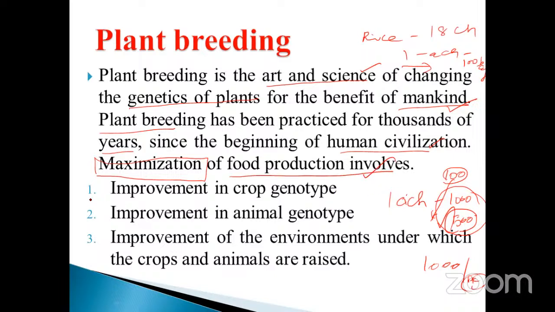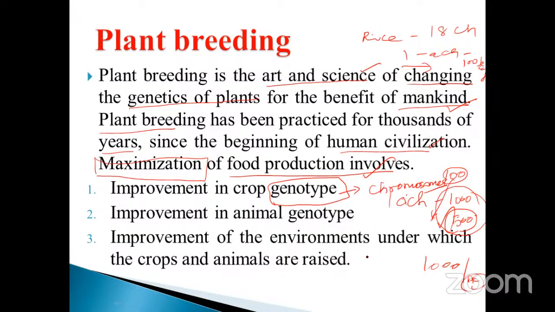So the first one is called the improvement of the crop genotype. Genotype means genetically we have to change the plant, that is, changing the genetics of the plant. Genetics means what? Gene. Gene means what? Chromosome. So chromosome changes.